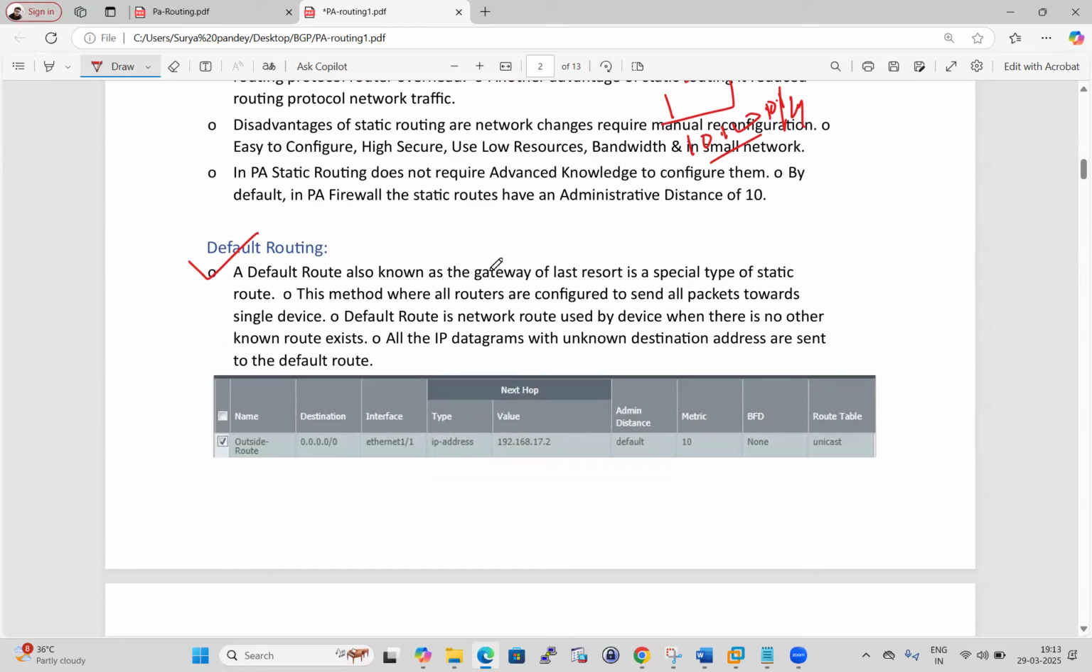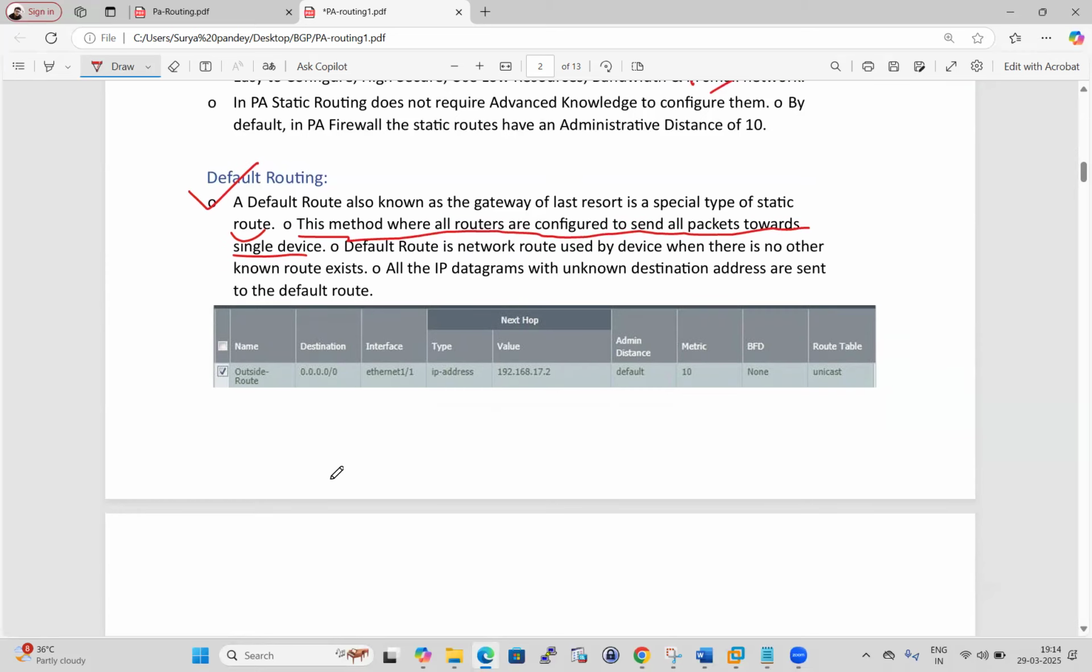So the default route is also known as the gateway of last resort, and is a special type of static route. This is the method where all routes are configured to send all packets towards a single device. For example, there are multiple destinations, say ten routes in our routing table, and an eleventh traffic flow comes to the firewall with no known entry in the routing table. It is going to use the default route, and it is going to be sent to the single next hop.